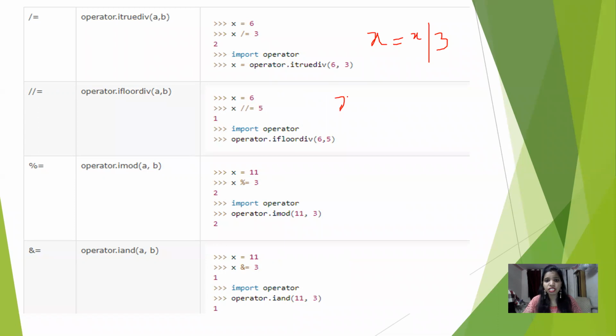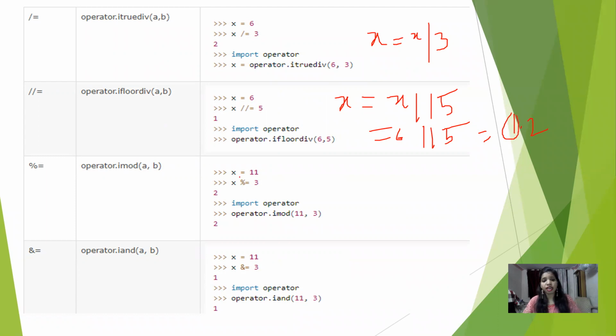Now x //= 5 means x = x // 5. Whatever x is, say 6, after dividing by 5 you will only get the integer number. Actually the answer is 1.2, but if you are using floor division, it will be 1 only.